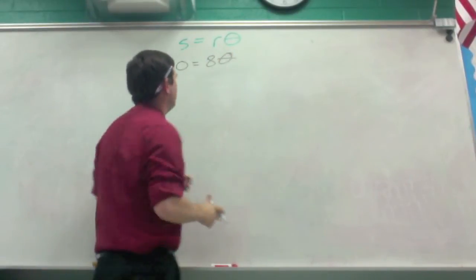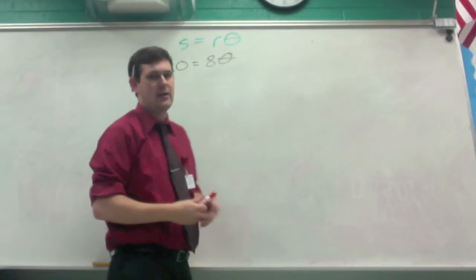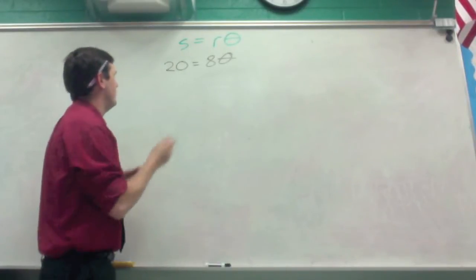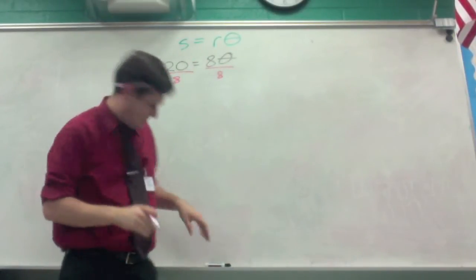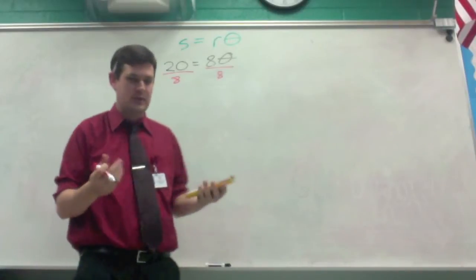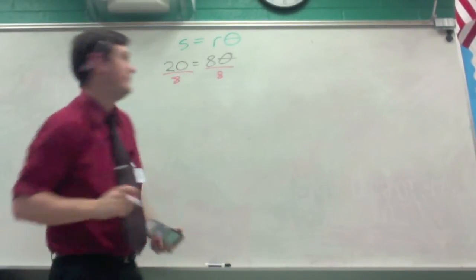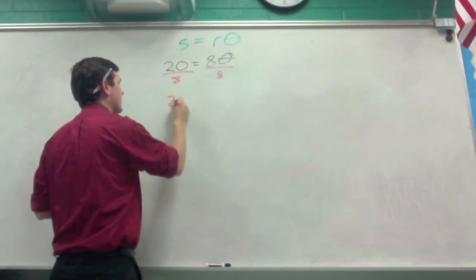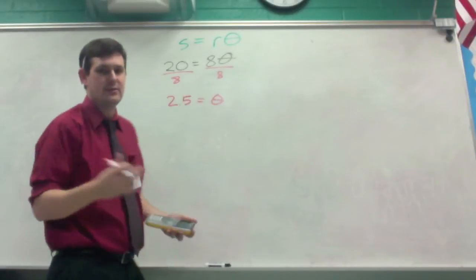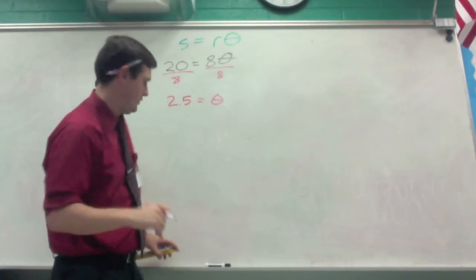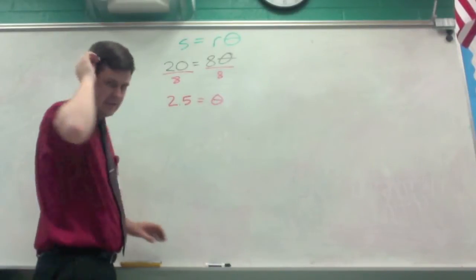So we have 20 equals 8 theta. We have to get theta by itself, and then convert theta to degrees. So we divide both sides by 8. 20 divided by 8. We'll go ahead and use decimals because we have meters. You can do this one yourself. It's 2.5, so we have 2.5 equals theta. But that's in radians, and the problem specifically asks for degrees. So we just do the quick change up to degrees.